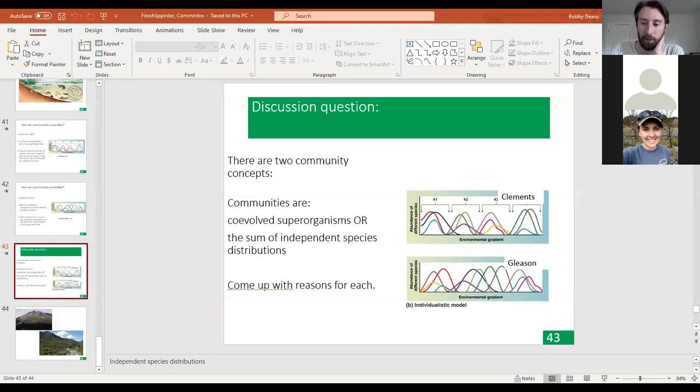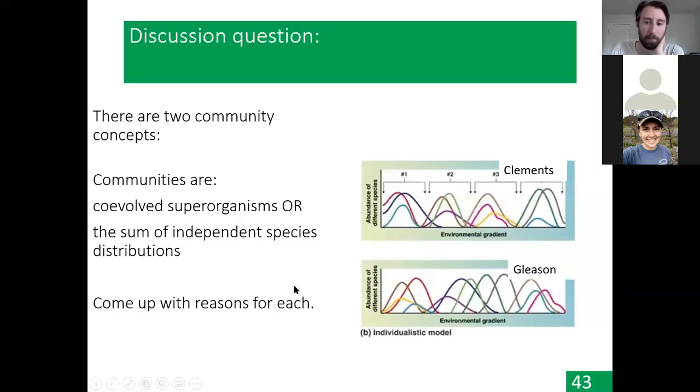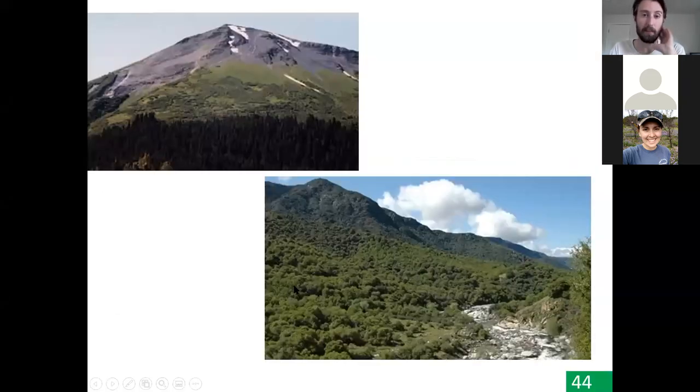Here I'm just showing you two different pictures of these different kinds of patterns. Up here we've got the superorganism pattern, where we've got really well-defined different kinds of communities as we're going up a mountain. You've got a conifer forest, a shrubland, then a grassland, and then an alpine system.